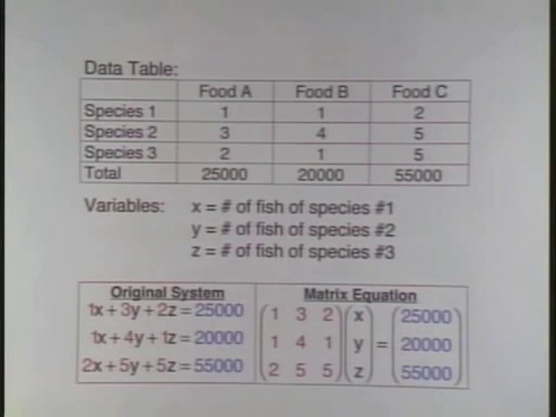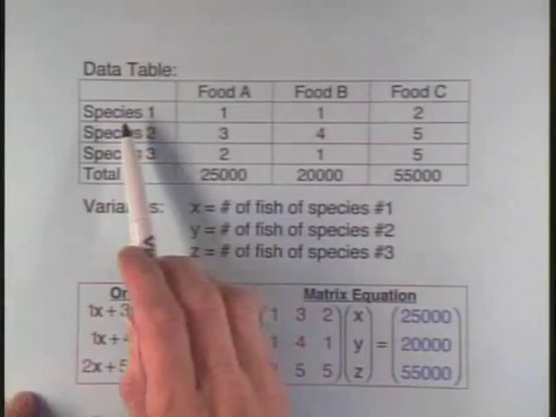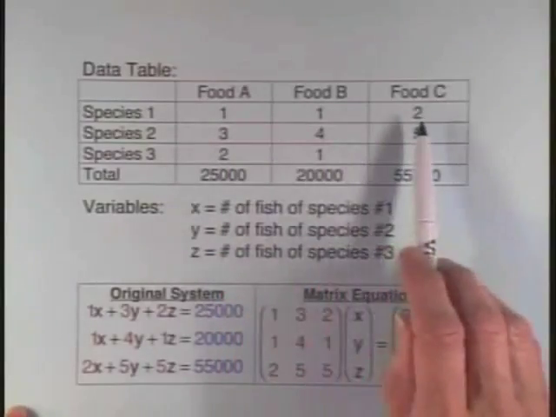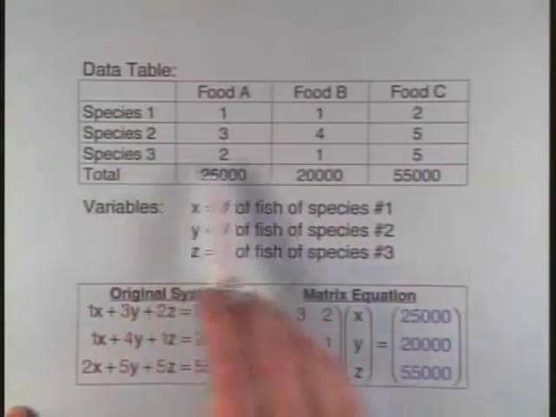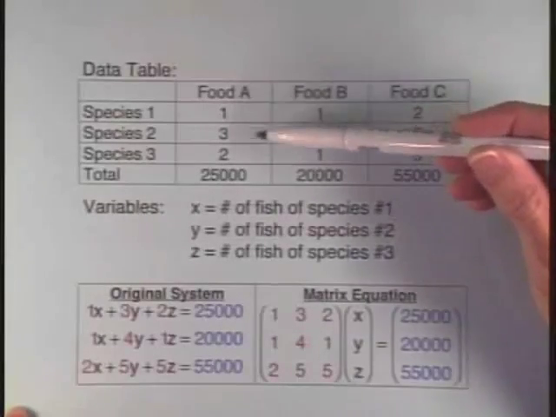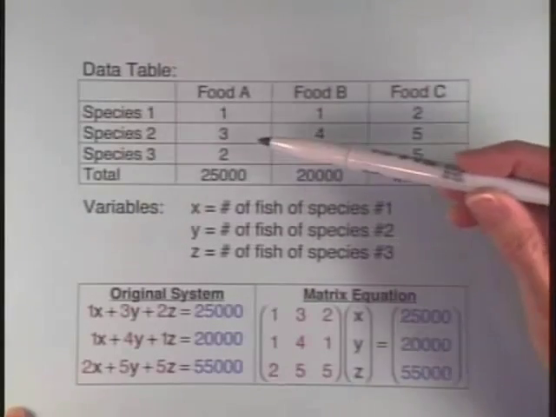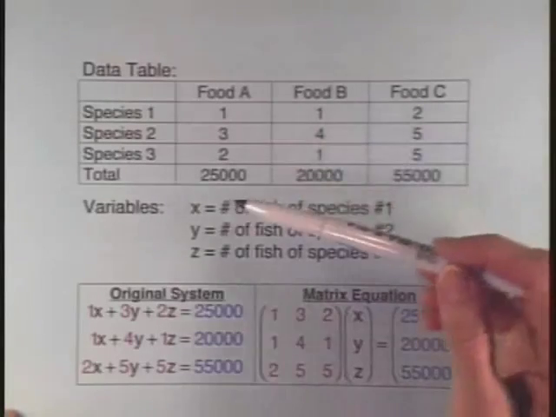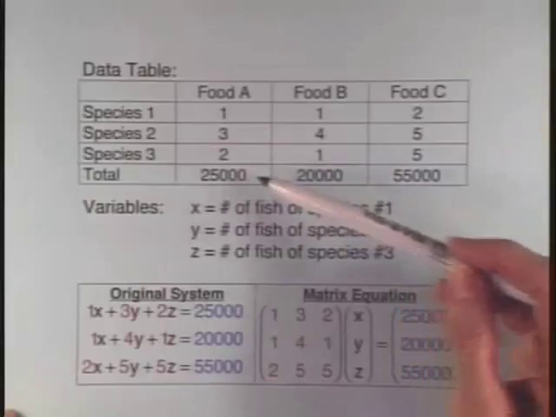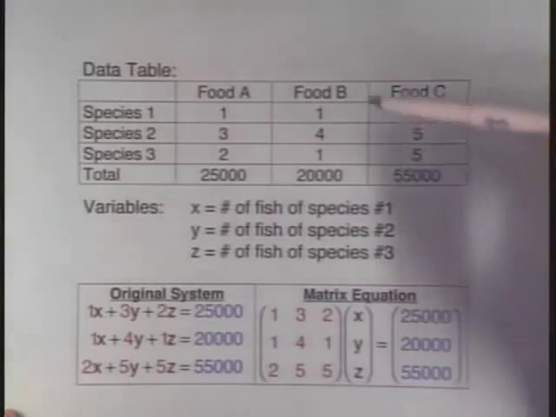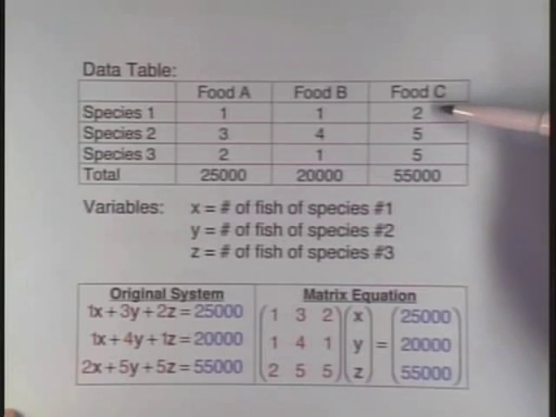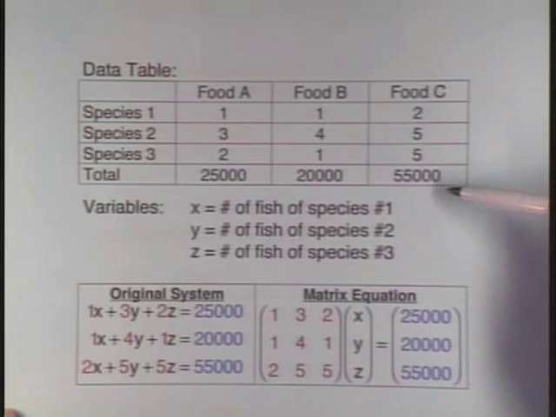Here is the table of data from the word problem. Species 1, we see eats parts of food A, food B, and food C, as do the other 2 species. The totals for food A, 1 unit for species 1, 3 units for species 2, and 2 units for species 3, are available from a total amount of 25,000 units of food A. The total for food B is 20,000 units, and for food C is 55,000 units.